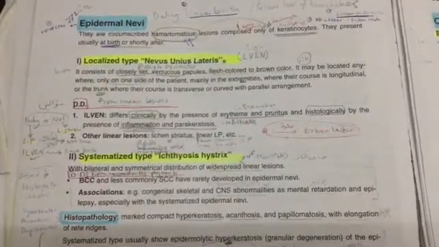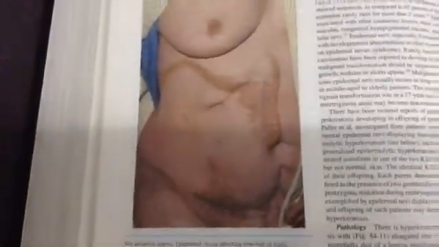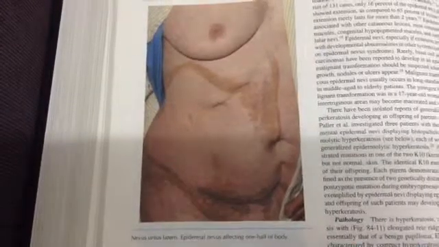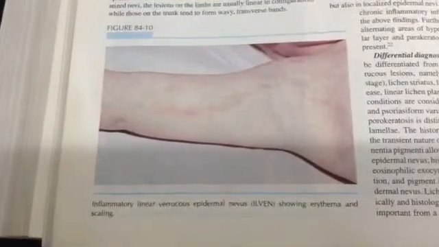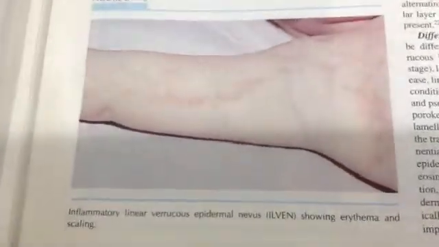So the epidermal nevi are either localized type nevus unius lateris or systematized type. We can see here the figure of nevus unius lateris, epidermal nevus affecting one half of the body. And also here we can see the ELVN, inflammatory linear verrucous epidermal nevus with erythema and scaling.